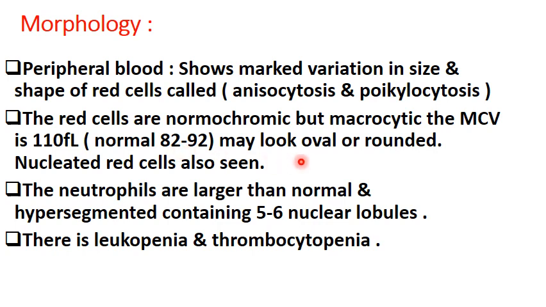So they may look oval or round, and nucleated red blood cells are also seen. Why are they seen? When there is erythroid hyperplasia, with increased production of the bone marrow, there is shifting and shedding of some immature red blood cells into the peripheral blood. The neutrophils are also larger than normal and appear hypersegmented, containing about 5 to 6 lobules. In addition to all of these, there is leukopenia and thrombocytopenia.